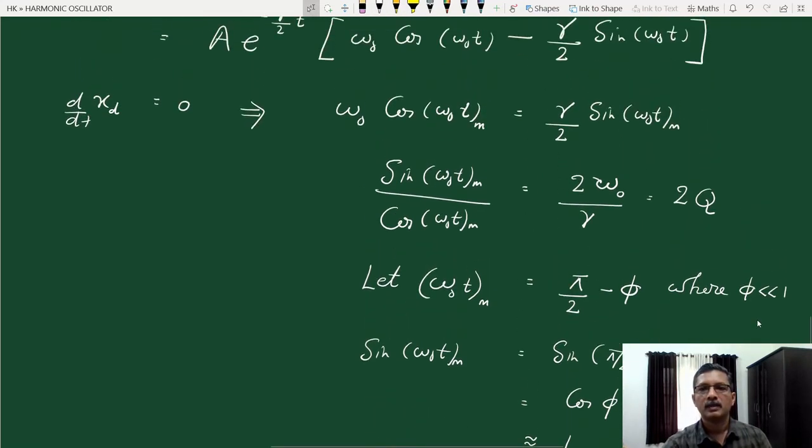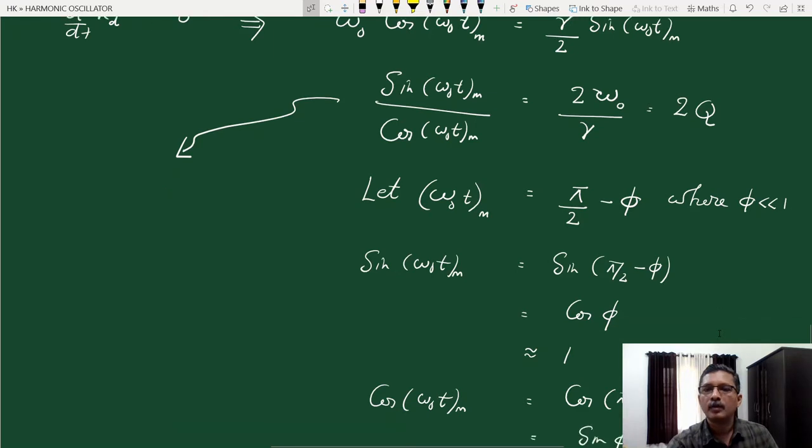Okay, so let's come back to this equation. We get this result when you put the approximation that phi is very small, and this condition happens when the damping is very small. That means when gamma is very small, the quality factor is very large, right? Omega 1 is approximately equal to omega 0. Already we have put omega 1 approximately equal to omega 0 in all the equations of the damped oscillator, so we are under this approximation already.